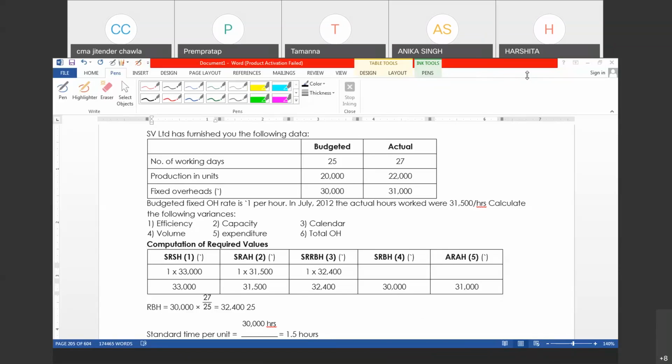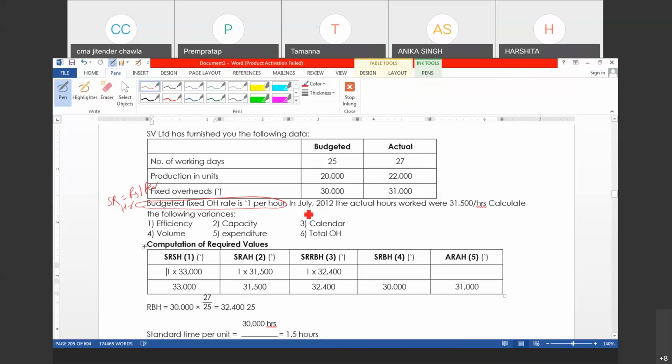SP Limited furnishes you the following data: number of working days, production, fixed overhead. Budgeted as well as actual is given: 25, 27, 20,000, 22,000, 30,000, and 31,000. Budgeted fixed hour rate is rupees 1 per hour. This is very critical information. We rate at standard rate to be 1 per hour. Am I right?